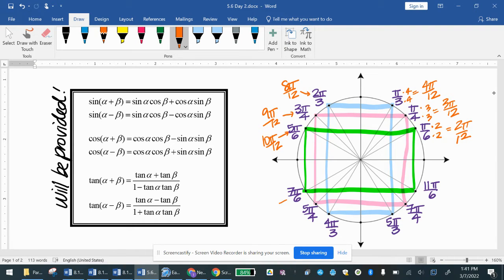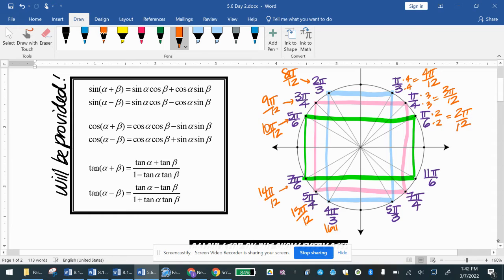And you can even keep going. Multiply 6 by 2, do it to the top as well: 14 pi over 12, 15 pi over 12, 16 pi over 12, etc. So we're going to be using these to help us create combinations of the given angles with a denominator of 12.